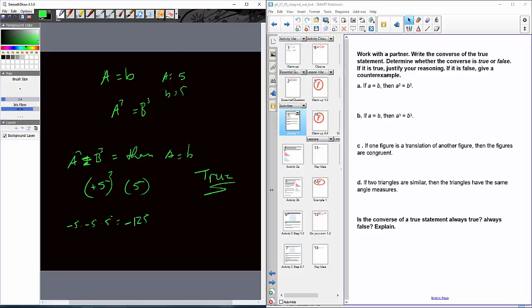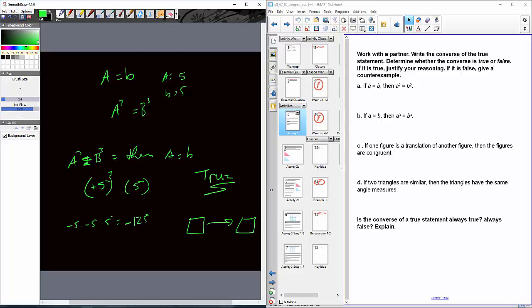So I can't mix it up like I did in the last one. If one figure is a translation of another figure, then the figures are congruent. So that means if I take an image and I translate it over here, it's congruent. That means I move the same image, and that's true.